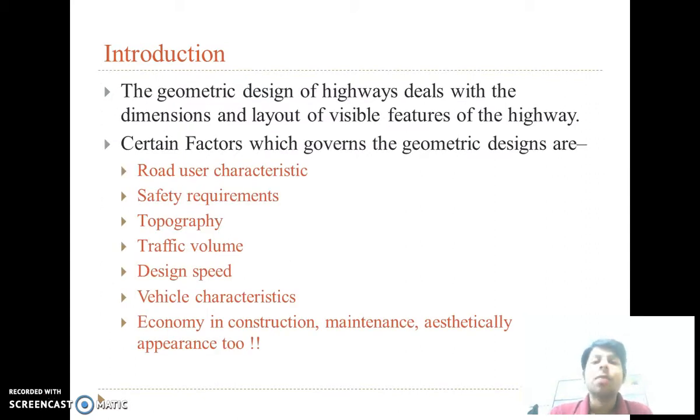Now friends, we are going to talk about geometric design. So what are the various factors which are governing our geometric design? These factors are road user characteristics, safety requirements, topography, traffic volume, design speed, vehicle characteristics, economy in construction, maintenance, and aesthetic appearance too. We are going to be concerned about aesthetic appearance. So all these factors are governing our geometric design, and we'll talk in detail.